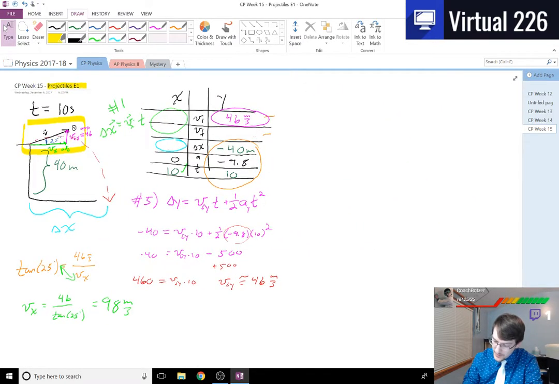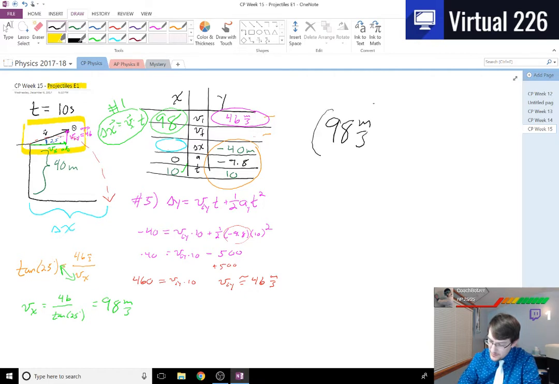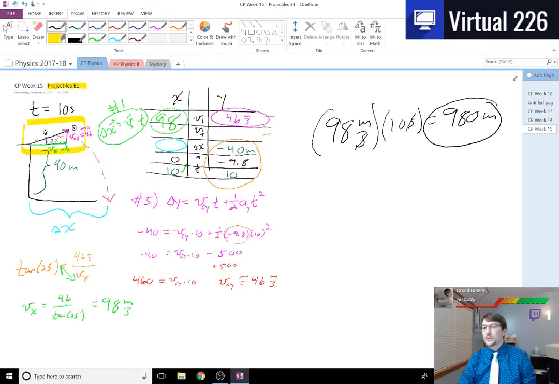If we have an x velocity of 98 meters per second, and we know that a velocity times time gives us a range, gives us a distance, we could simply say that 98 meters per second times the amount of time, 10 seconds, equals 980 meters. And that's how far you just threw a bagel into the Grand Canyon. Pretty impressive, if I do say so myself. You got quite an arm there, kid.